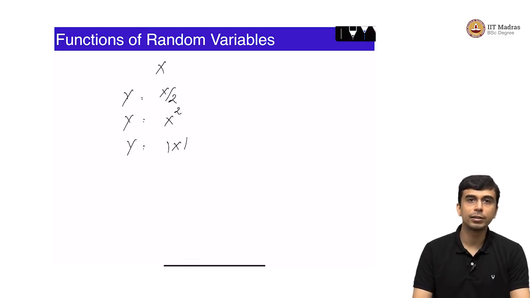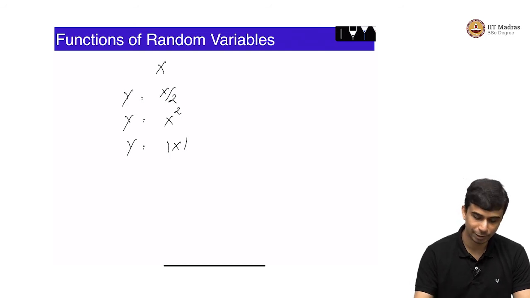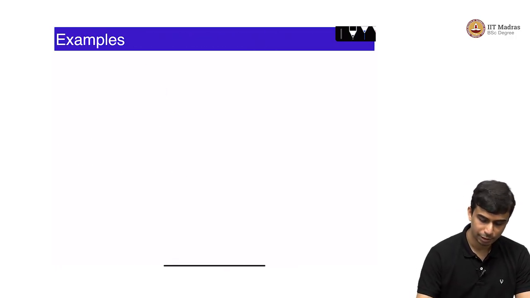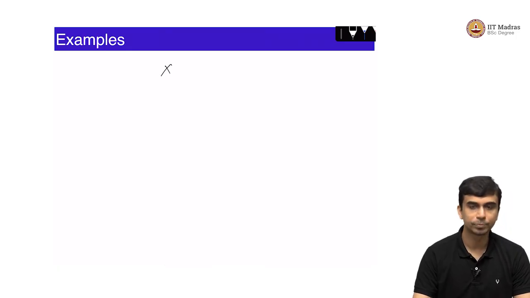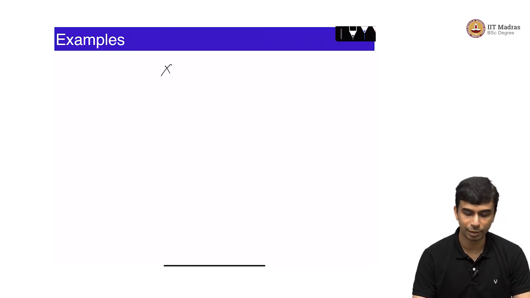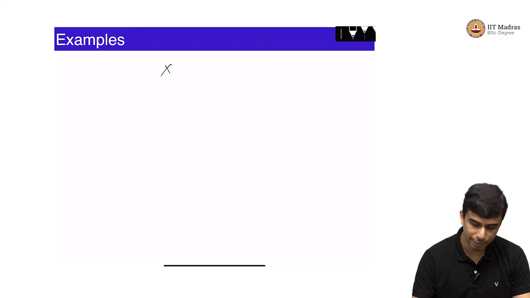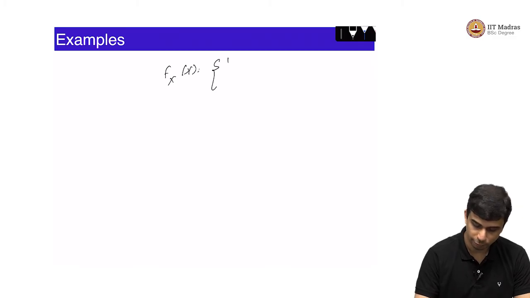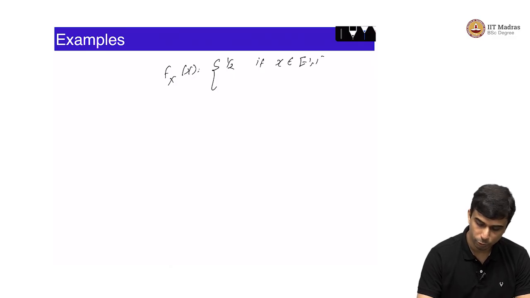And how do you get the density function of this new random variable? Let us take the simplest example here, and let us actually do all the examples. Let us take the case where x is uniform in the range of, let us say, -1 to 1. What does that mean? f of x is equal to half if x belongs to -1 to 1 and 0 otherwise.